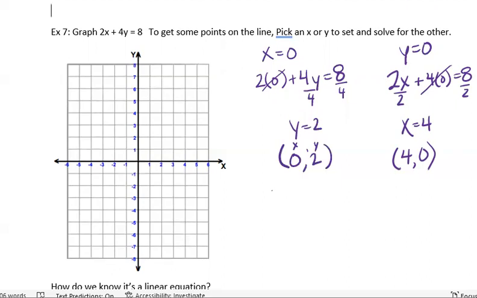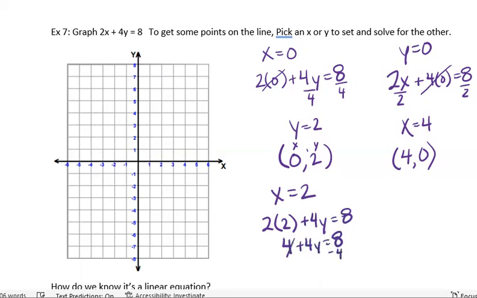You could say, I want x to be 2. So what is y when x is 2? Well, I just plug in 2 for x, so I say 2 times 2 plus 4y equals 8. 2 times 2 is 4, plus 4y equals 8. I'll subtract the 4. I'll have 4y equals 4, and then I would divide by 4 and say that y equals 1. So when x is 2, y is 1. So you can get as many points as you want, but you only need 2 to make the line.